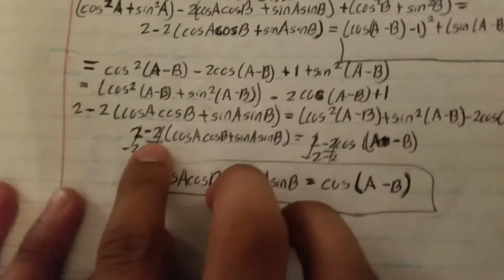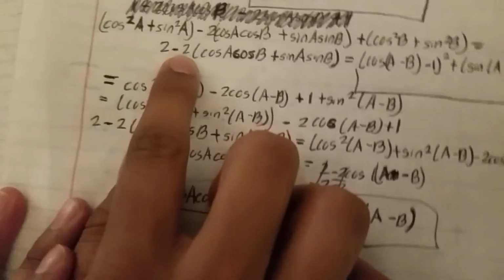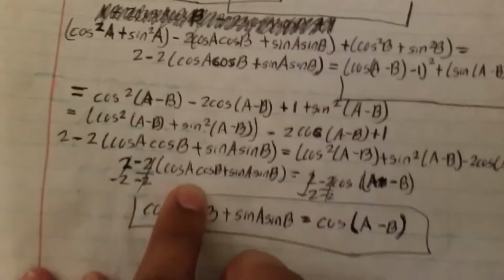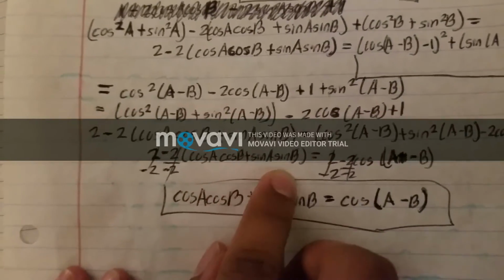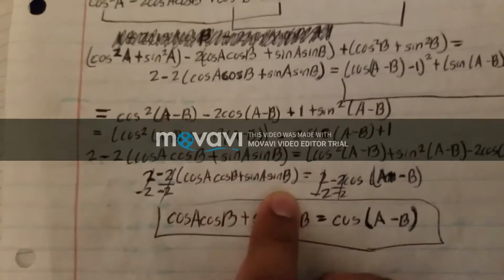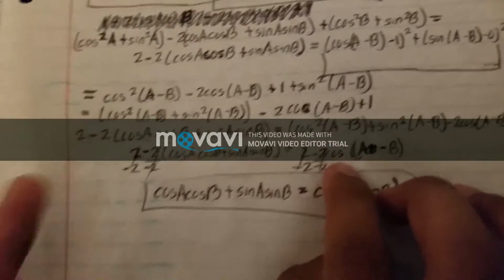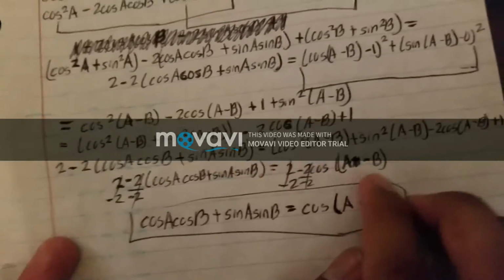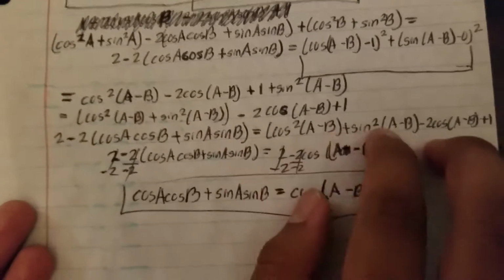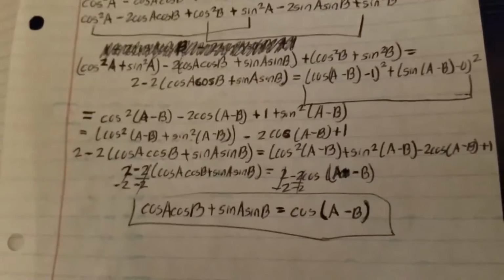Okay, anyways, so I just got the two values on both sides, which is going to be 2 minus 2 (cosine A times cosine B plus sine A times sine B). And then on the other side, meanwhile, we have 2 minus 2 cosine (A minus B). So I just simplified it from up here and then went straight into work.